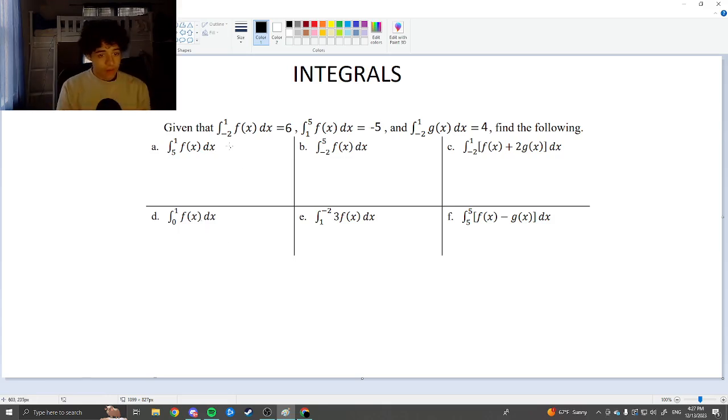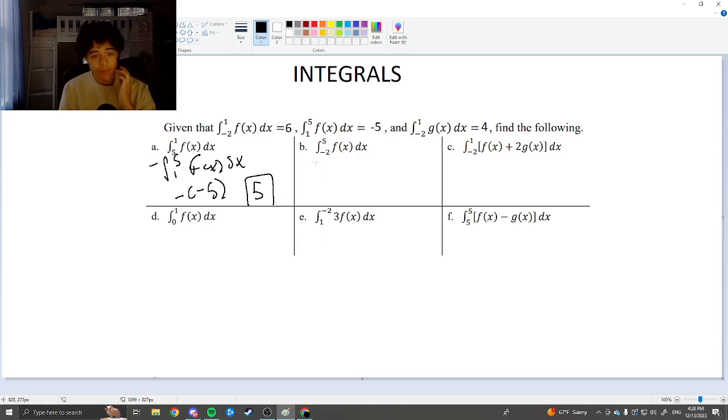Given that the integral from -2 to 1 of f of x is 6, from 1 to 5 is -5, and from -2 to 1 of g of x, a different function, is 4, find the following. So the integral from 5 to 1 of f of x, what does this mean? We know our integral from 1 to 5 is -5, but 5 to 1 means you're doing it backwards, right? So it's just flipped. This is the same thing as a negative integral from 1 to 5 of f of x dx, which we already know is -5. So if we have -5, we just end up with 5.